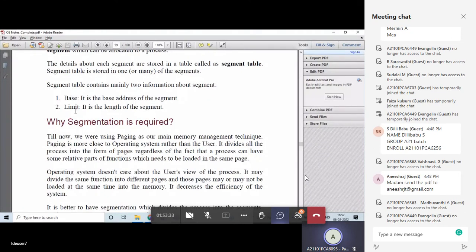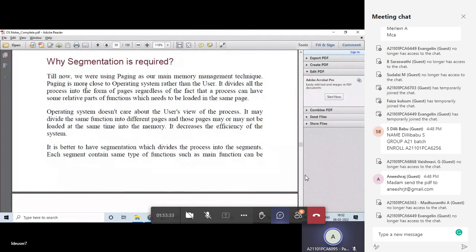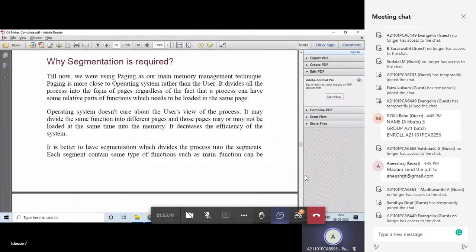So the segment table contains mainly two pieces of information. The first one is the base address and the next one is the limit, that is the length of the segment. So why do we need segmentation?